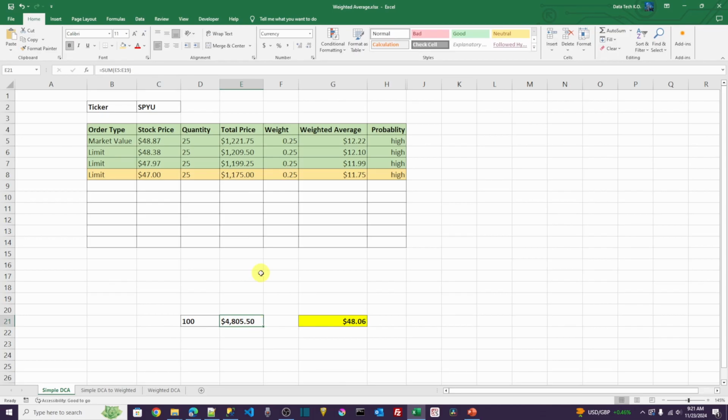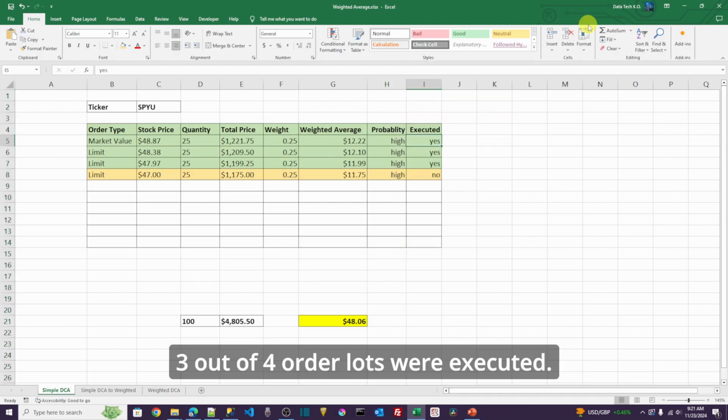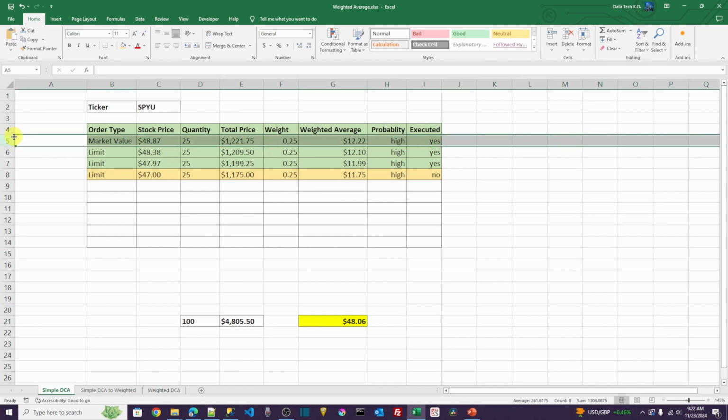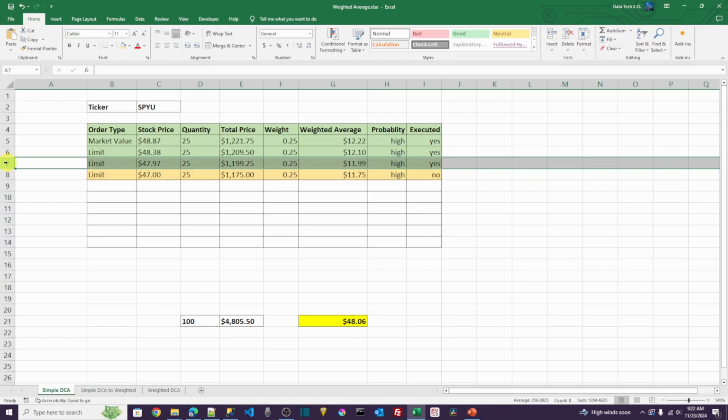Even before I place these limit orders on my broker, I've also marked down the probability of how likely I think the lots will get executed. So for all four of these, I would say there was a high probability in my opinion. Here's what actually happened. Only 3 out of 4 lots were executed. The first lot at market value will always get executed because I'm buying it at market value. The limit orders may or may not get executed. It just happened that the second lot and the third lot were executed. Currently, I own 75 shares of SPY-U.